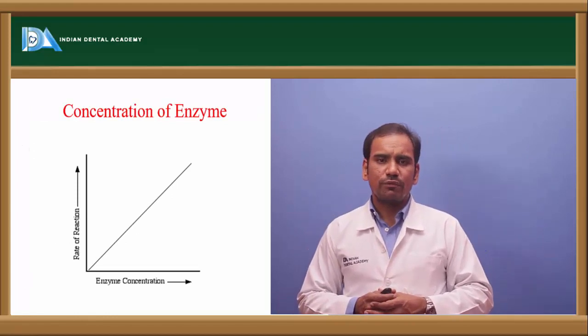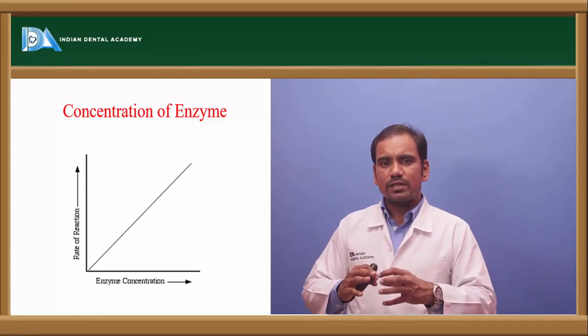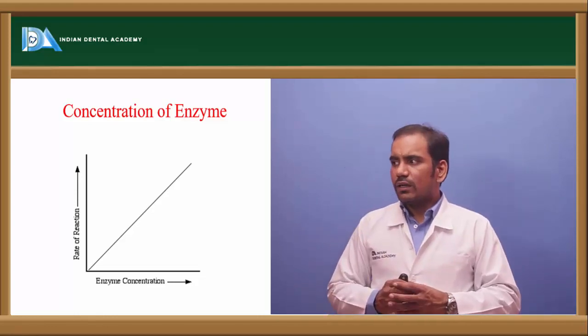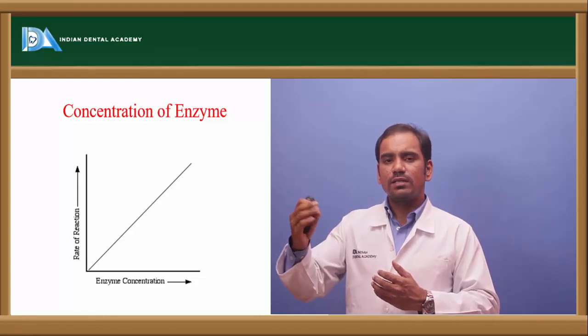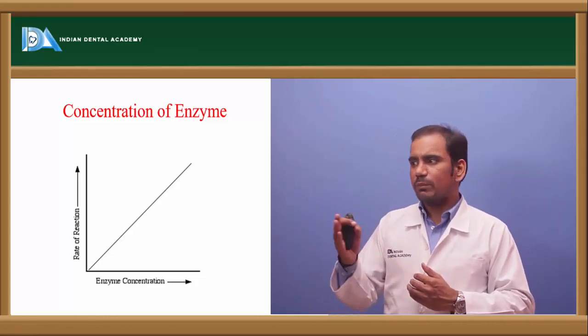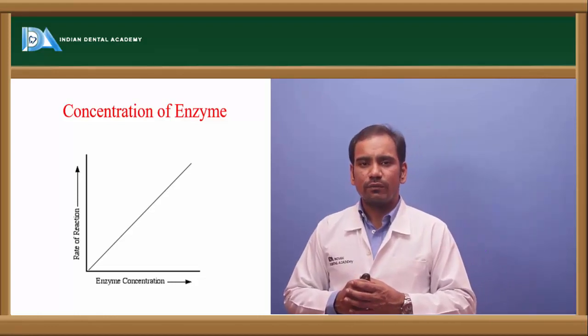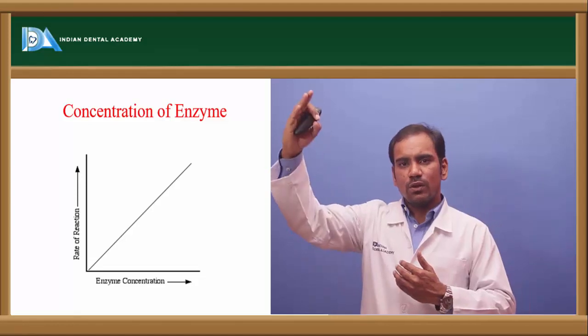So, concentration of enzyme. Whenever you provide the optimum temperature and pH, and when you increase the concentration of enzyme, the rate of the reaction increases proportionately. Here the rate of the reaction is directly proportional to the concentration of enzyme. You increase the concentration of enzyme, and the rate of the reaction also increases.